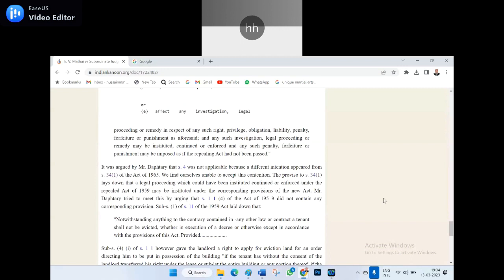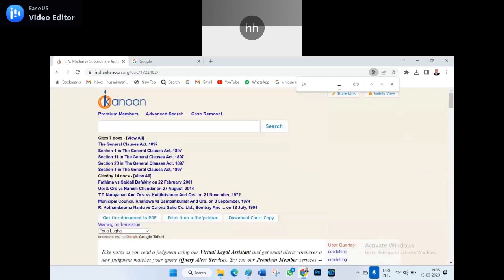Again, we can find it with Control F, even say 24, it will go to that point. 24. No, it is not showing. Anyway, please check whether it is right or wrong.